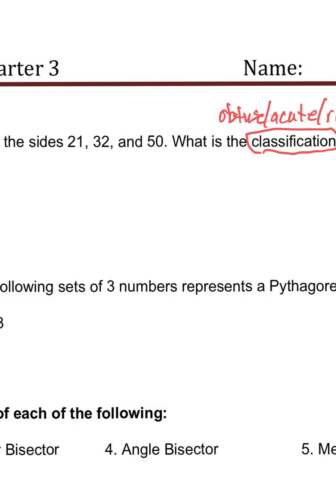Remember, this is where we have that c squared box a squared plus b squared. The reason we have a box is because if it's greater than, it's going to be obtuse. If it's less than, it's going to be acute. And if it's equal, then it'll be right. But we don't know what goes in the box yet. We have to solve and figure it out.